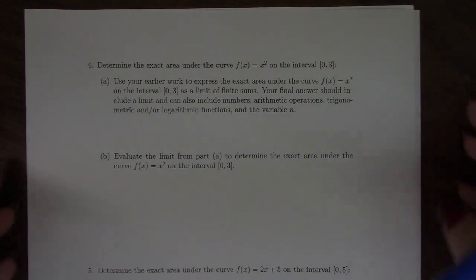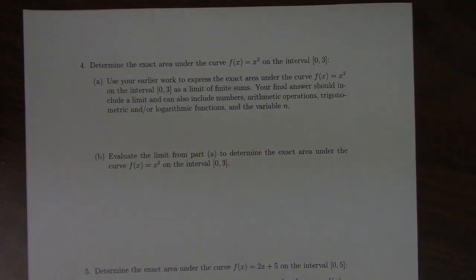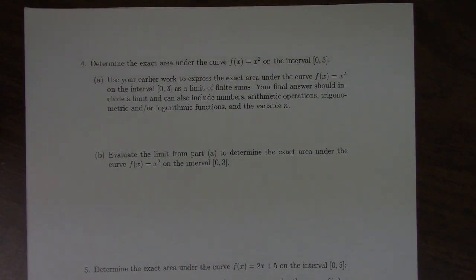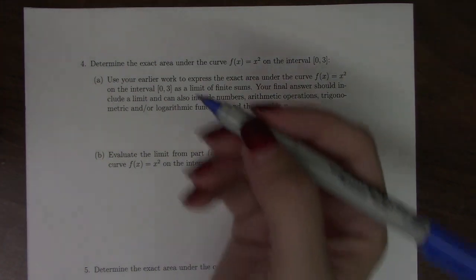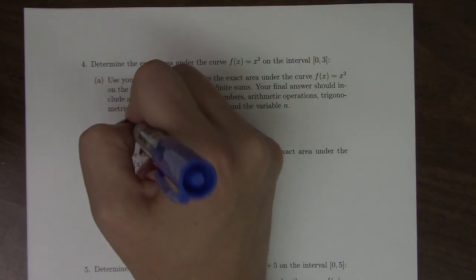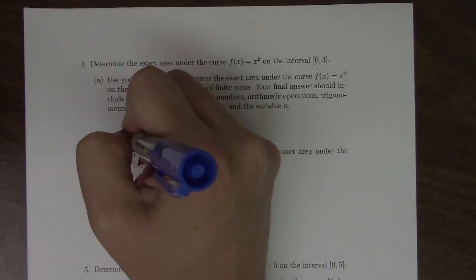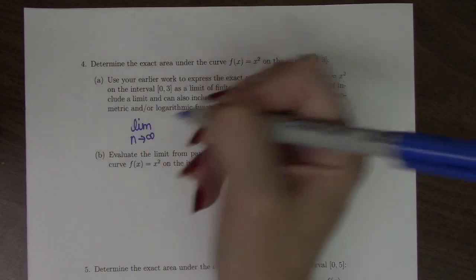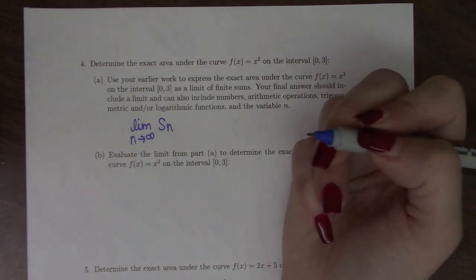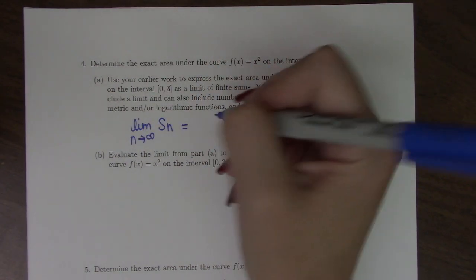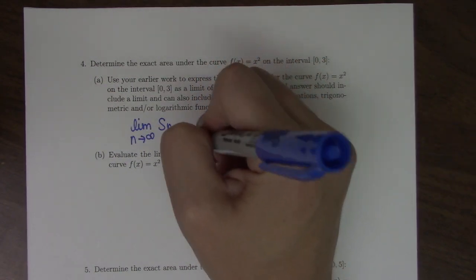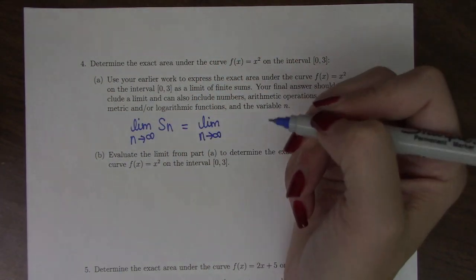So number 4 says, use your earlier work to express the exact area under the curve of f of x equals x squared from 0 to 3 as a limit of finite sums. So to get the exact area, we say, well, the limit as n goes to infinity of the estimated area in terms of n. So that's going to be the limit as n goes to infinity.